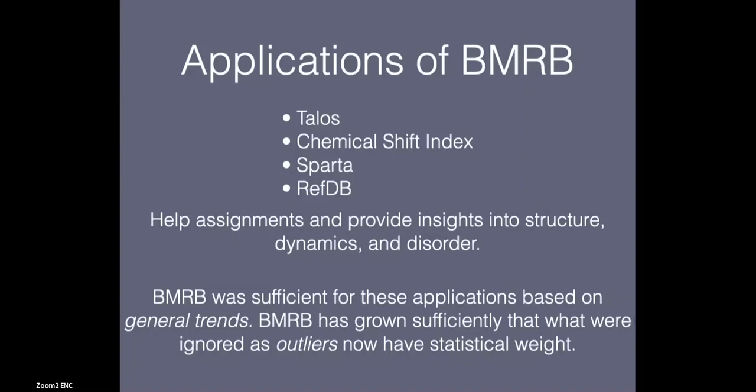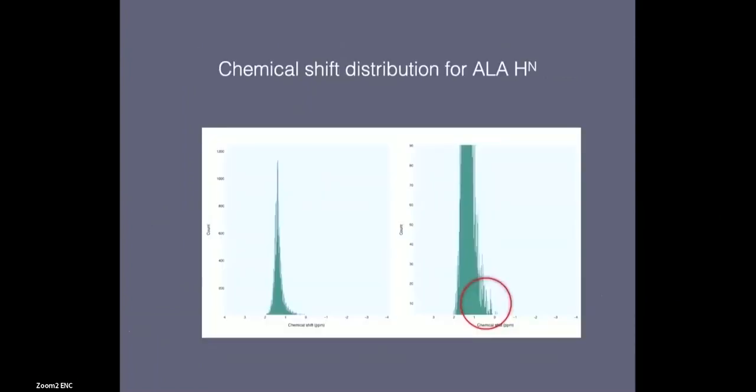And so, when BMRB was small, there were a lot of these extreme shifts that didn't match the general trends that we just dealt with as outliers and ignored them. But over the years, the content has grown enough that those outliers now have statistical weight, and so we can start mining some of those outliers to try to understand the source of those things falling outside the general trends. And so I'll tell you a little bit of a story about that now.